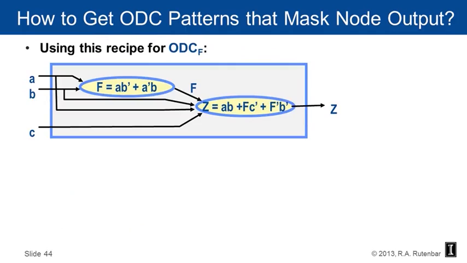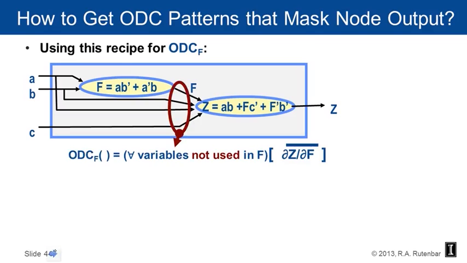So using this recipe for the little network, F equals AB bar plus A bar B, Z is AB plus FC bar plus F bar B bar, what do we get? We look at all the variables going into Z. We calculate del Z del F bar, and then we calculate the universal quantification of the variables not used in F, and we get some patterns to the input of F.